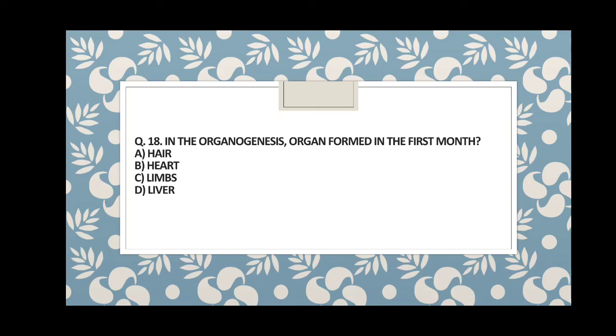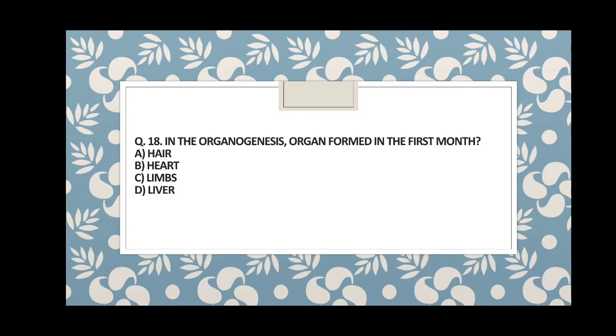In organogenesis, which organ is formed in the first month? Very interesting, very important question. A is hair, B is heart, C is limb and D is liver. So guys, you have to study organogenesis very well, because I have devoted many hours to creating these types of questions, because developmental biology is very important and very interesting. If you are going to study, you will study the whole book and you will not know what time I have devoted. So in the flow I have studied all my notes.